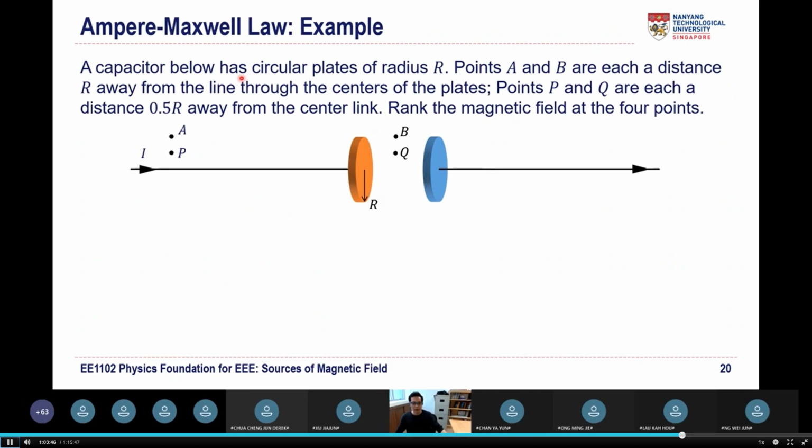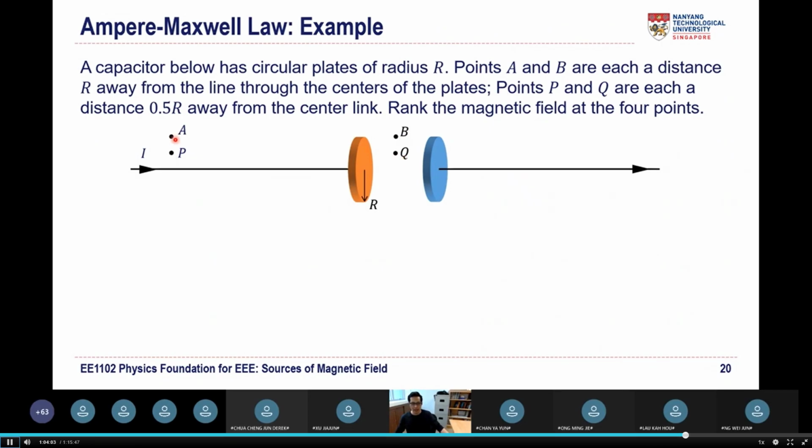We have a capacitor below that has circular plates of radius r. These are two parallel plate capacitor plates, separated, I suppose, by d. And then we have points A, P, and B, Q.